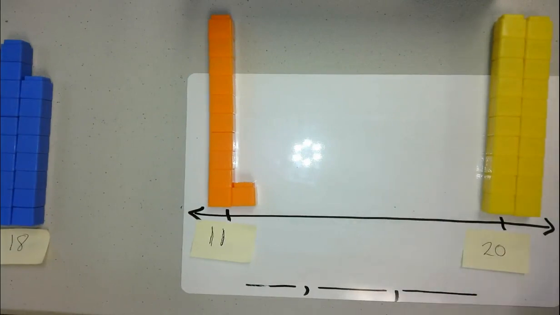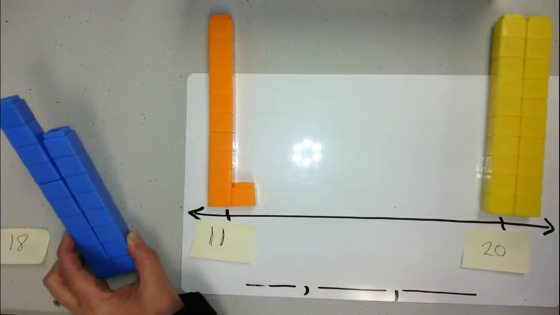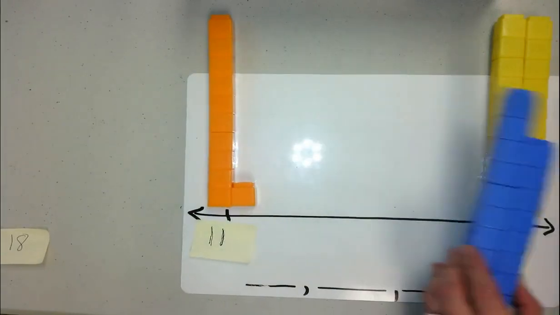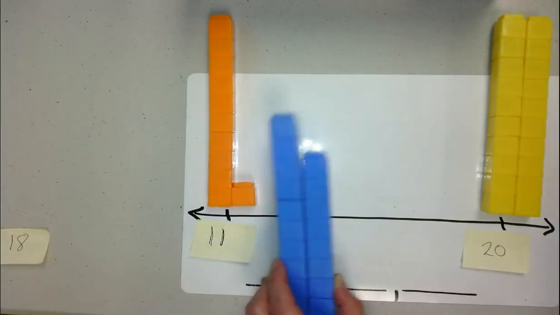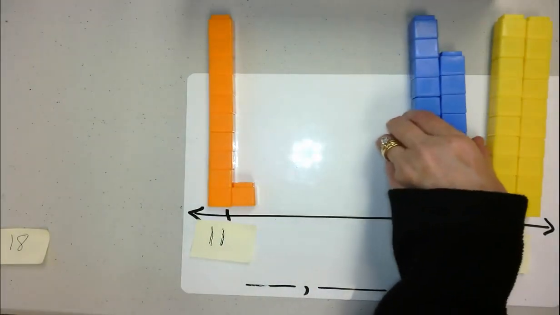The next part is we want to ask the students which number falls between 11 and 20. We do not want to say which number is in the middle because 18 is actually not in the middle of 11 and 20. So we ask them which number falls between. They're going to say 18, and this is where you start to develop the concept of magnitude of number. Where does 18 fall on the number line? Does it fall closer to 11? Does it fall closer to 20?